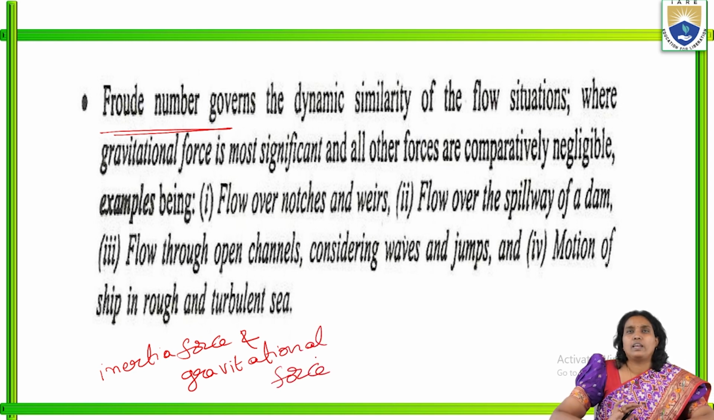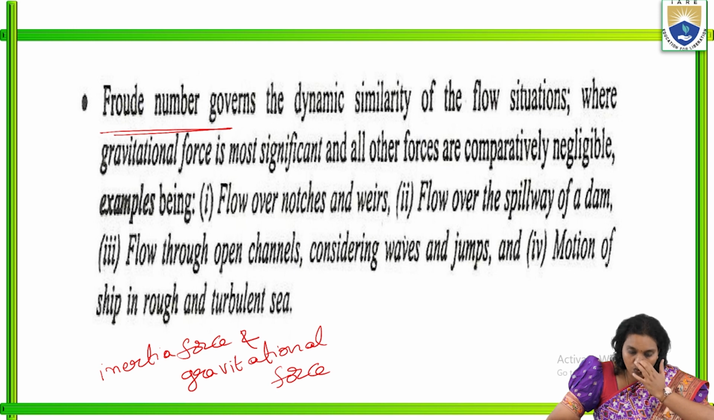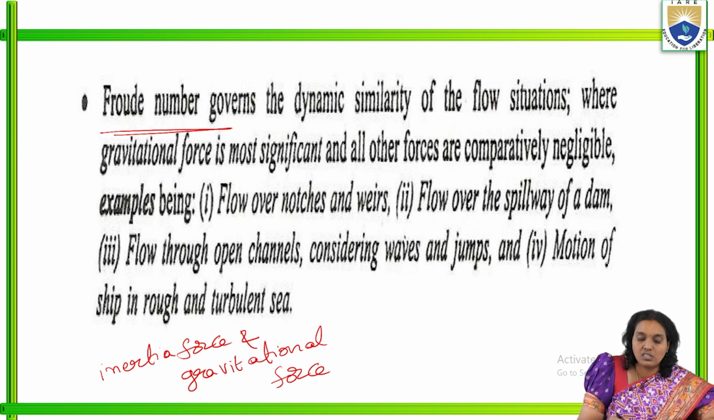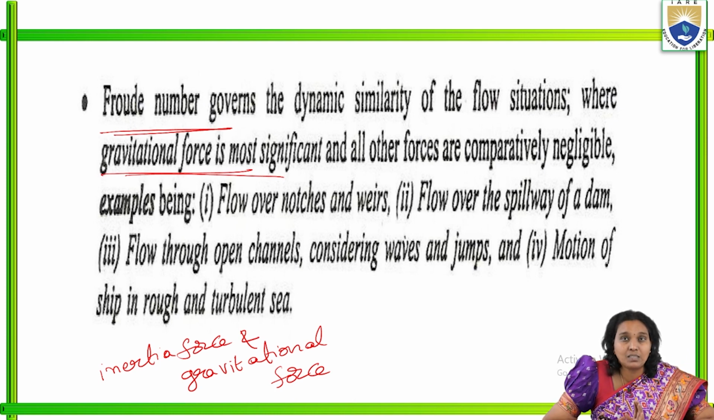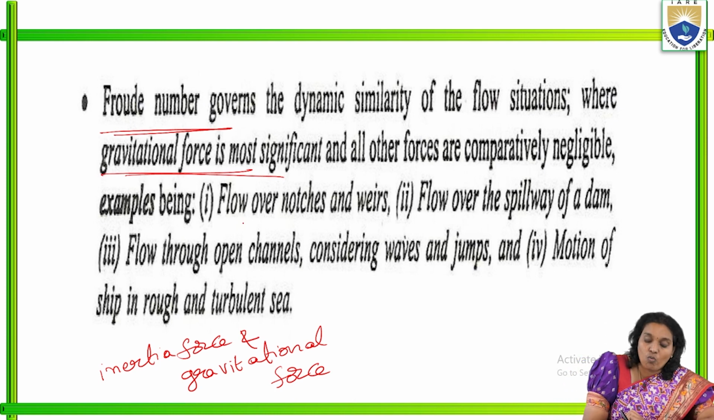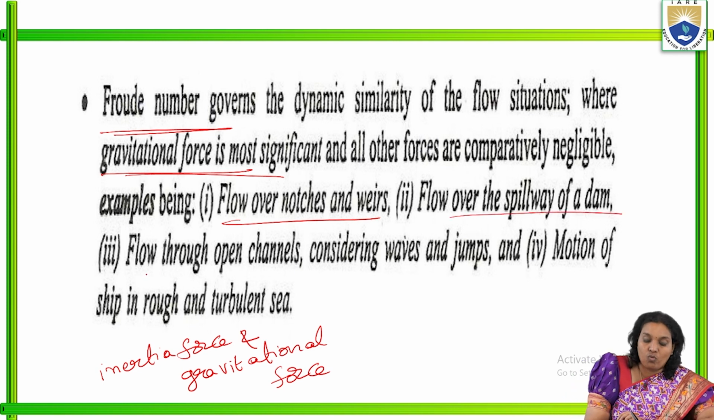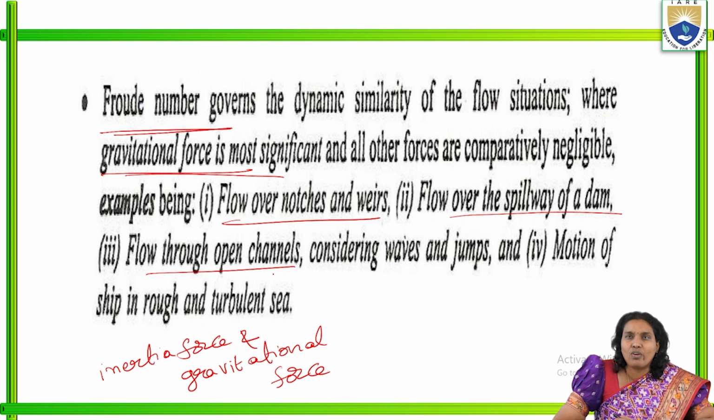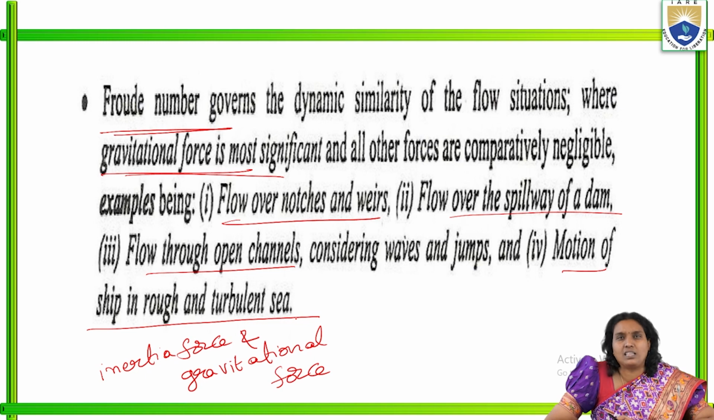These two, inertia and viscous, give the Reynolds number. Inertia and gravitational force give the Froude number. The Froude number governs the dynamic similarity of flow situations where gravitational force is most significant and all other forces are completely negligible. For example, flow over notches and weirs, flow over the spillway of a dam, flow through open channels considering waves and jumps, and motion of a ship in rough and turbulent sea.